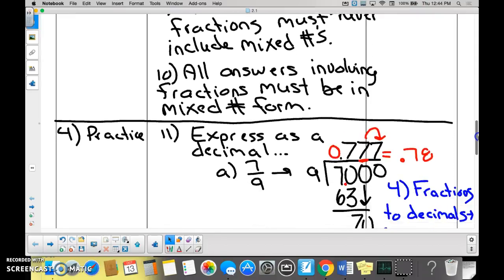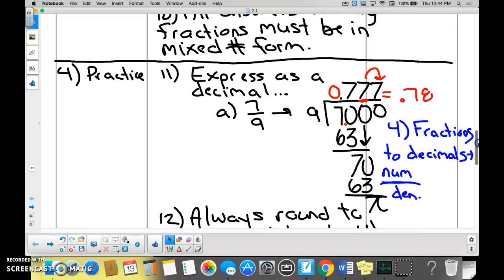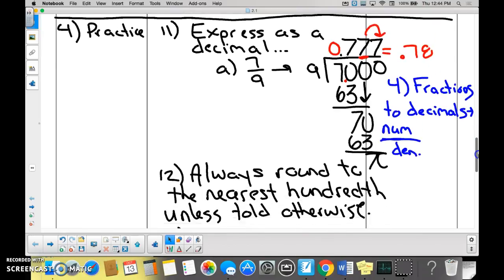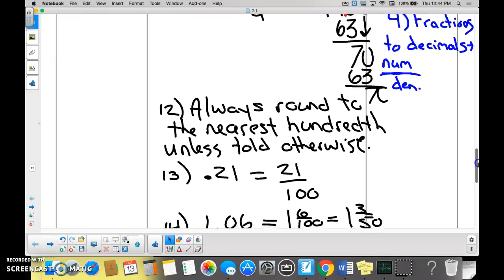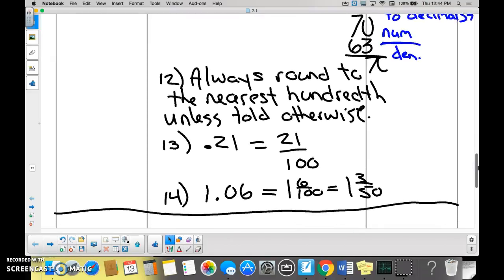And then our practice, to go from a fraction to a decimal, we divide the numerator by the denominator. And then for a decimal to a fraction, we simply do what? Read it. Anything to add? Any questions?